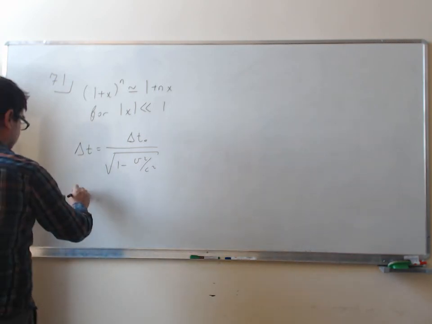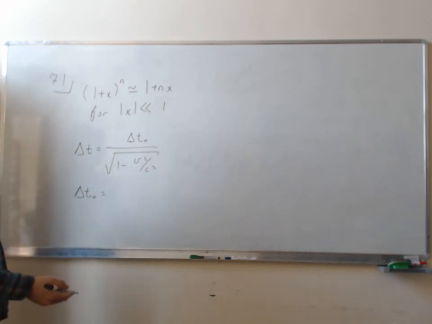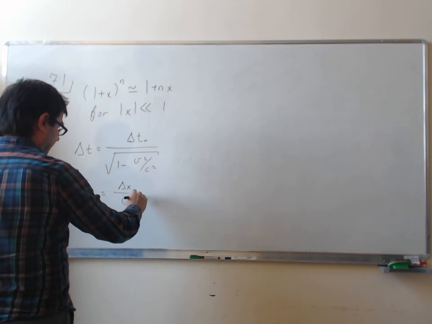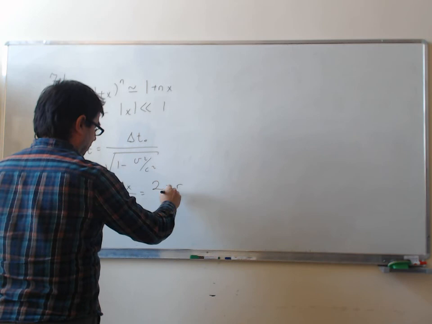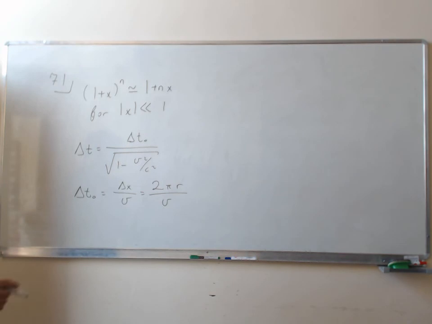So delta t0, the time it takes for this trip, is the distance traveled divided by the velocity of the object that traveled the distance. So that's going to be delta x by v, and this delta x is going to be 2 pi r, where r is the radius of Earth, divided by the speed of the plane. So this is the circumference of Earth divided by velocity. Now the other observer, the observer on the plane, is going to measure dilated time. They're going to experience time dilation. They're going to measure less time has passed.